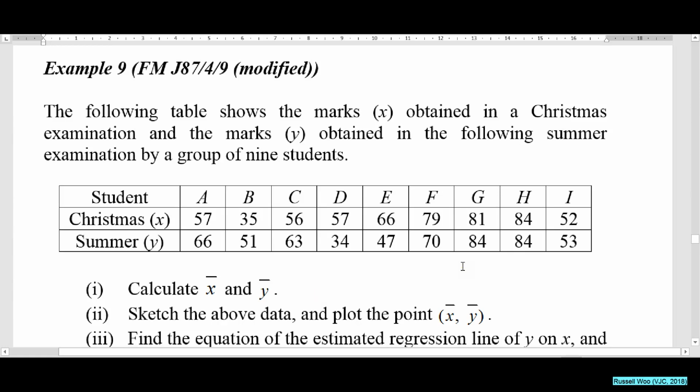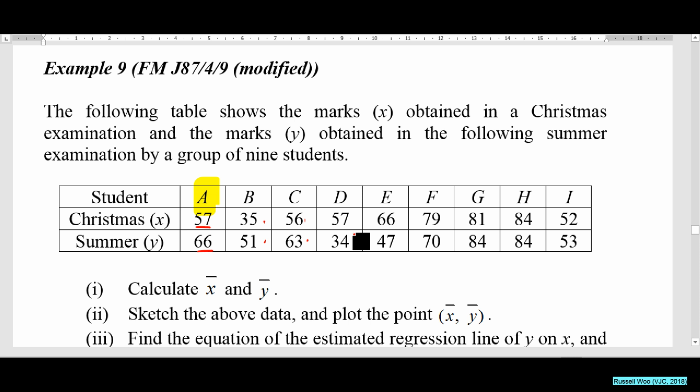You look at marks of a particular student. Student A got 57 on Christmas and 66 marks over summer. And then you have all these marks by B, C, D, E, F, G. So, first question, calculate X bar, Y bar. Please don't use your hand to calculate 57 plus 35, blah, blah.